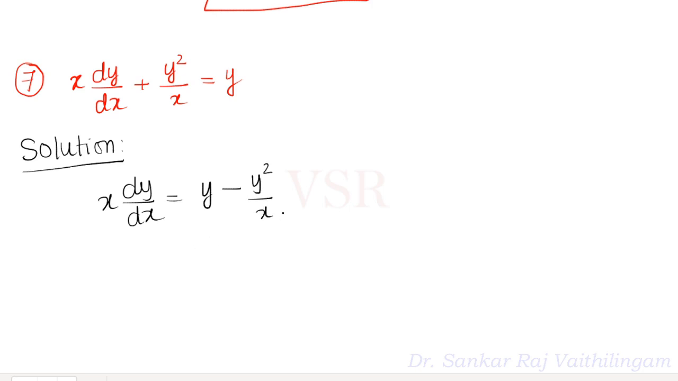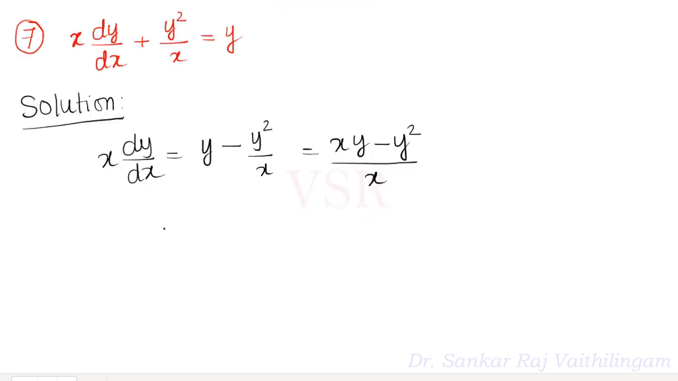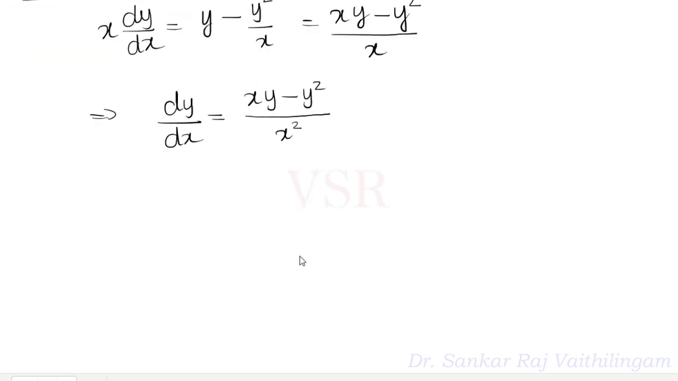அப்போ இது என்னது அப்படின்னா xy எழுதிக்கலாமா? அப்போ xy minus y square divided by x. இப்போ வாங்க, this implies that இந்த x கீழே கொண்டு போயிடலாமா? அப்போ dy by dx which is equal to xy minus y square divided by x square. Okay, so இதுதான் differential equation. அப்போ இதை 1 அப்படின்னு வச்சுக்கிறேன்.